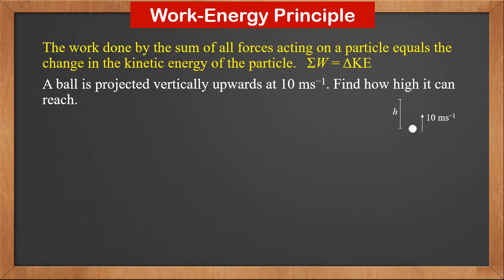A ball is projected vertically upwards at 10 meters per second. Find how high it can reach. Initial velocity, u, is 10. Final velocity, v, is 0. Acceleration is minus g. One way is to use the formula, v squared equals u squared plus 2as. Put in all values, we get s as 5 meters.